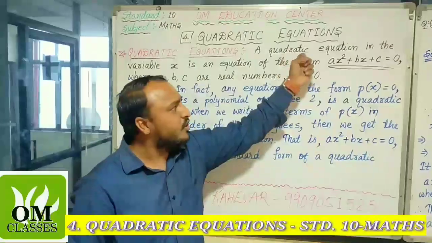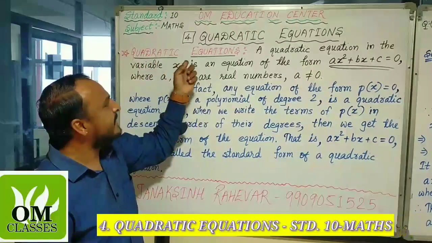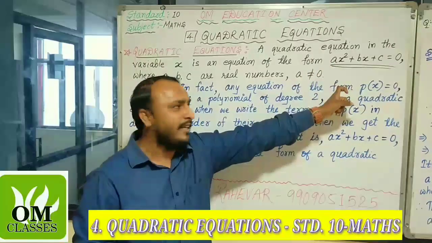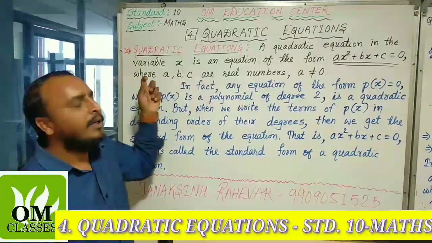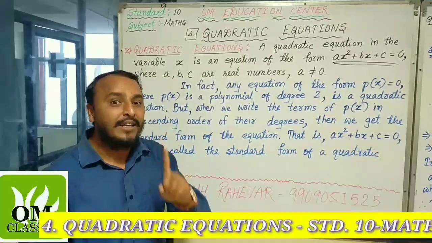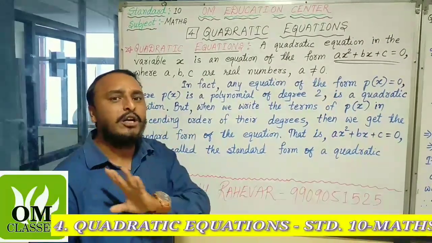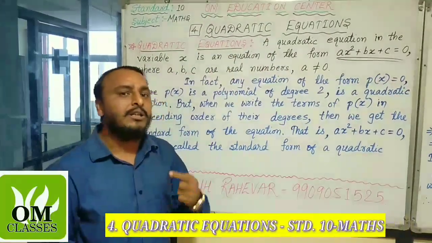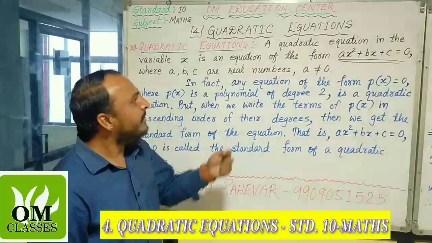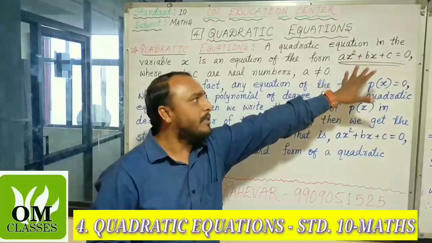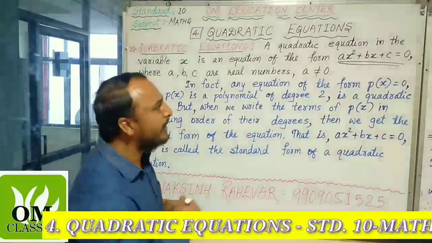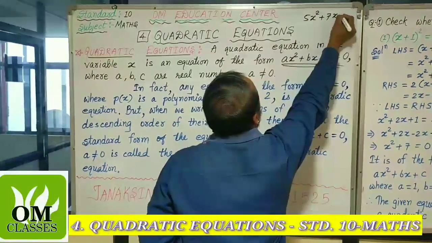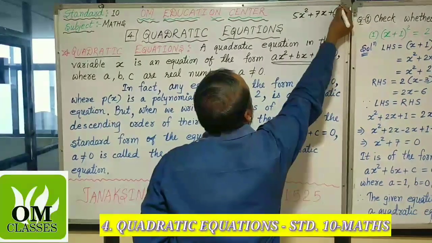A quadratic equation in the variable x is an equation of the form ax square plus bx plus c is equal to 0, where a, b, c are real numbers and a is not equal to 0. तो quadratic equation क्या होती है? तो it is an equation of the variable x where it is in the form ax square plus bx plus c होना चाहिए. मतलब आप कोई भी equation लिखते हो तो its form should be like 5x square plus 7x plus 3. This should be a constant term.